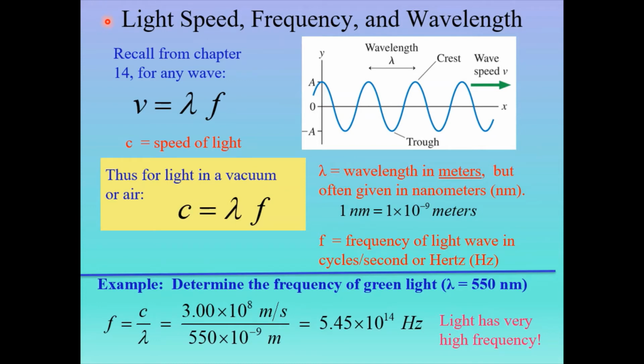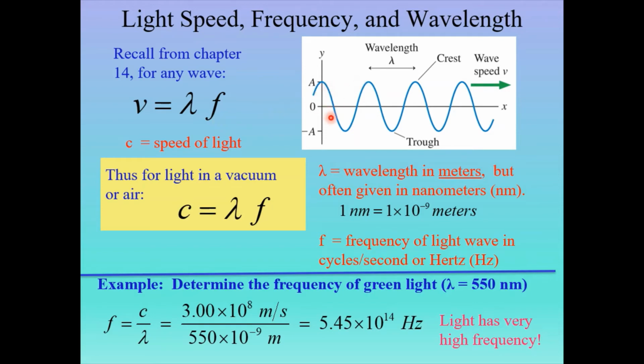So let's take a look at the relationship between the speed of light, the frequency of light, and the wavelength of light. So this is a review from earlier in the course. Remember from chapter 14 that for any wave, the speed of the wave, v, its velocity, is equal to lambda, the wavelength, times f, the frequency.